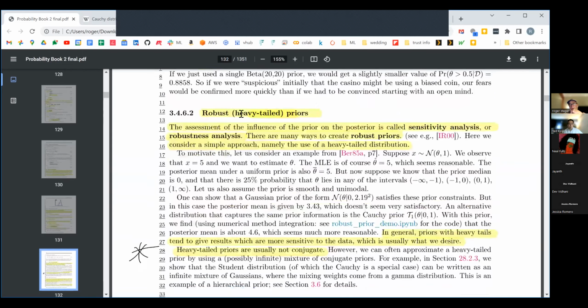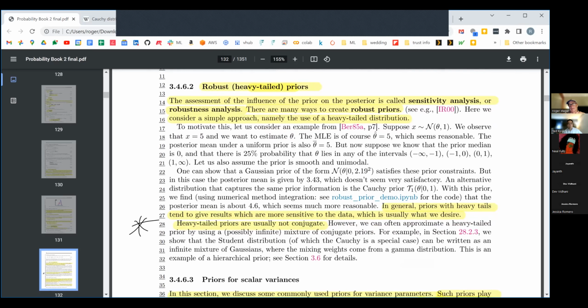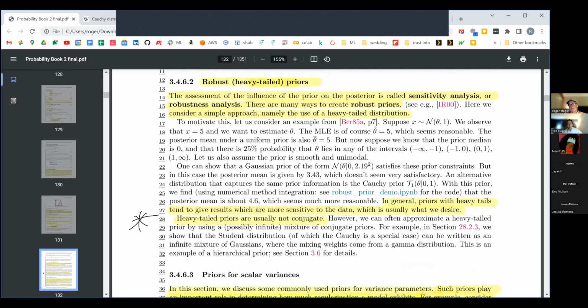This one caught my eye: these heavy-tailed priors are actually what we like because they put more emphasis on the data. Yeah, in general, priors with heavy tails tend to give results which are more sensitive to the data, which is what we usually desire. However, heavy-tailed priors are usually not conjugate. I don't know if anybody wants to say anything about that. It seemed like there's a conflict. Yeah, if you don't have the closed form, they're more of a pain in the neck to work with.